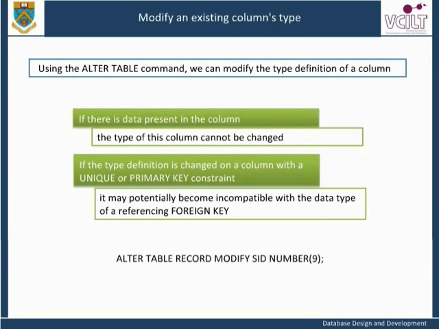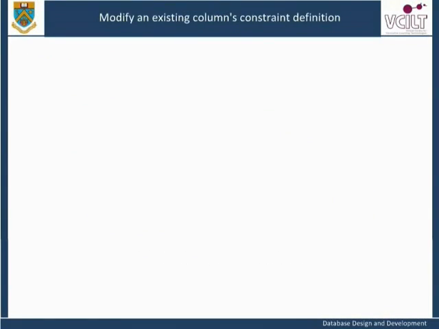The following SQL statement changes the data type of SID in the record table to number 9. The original type was number 5. Notice that SID in record is a foreign key referencing SID in student, which still has the type number 5. However, number 9 and number 5 are compatible. This alter table operation is allowed. If we attempt to change SID to be of type varchar2(5), it will be rejected because of incompatible data types.